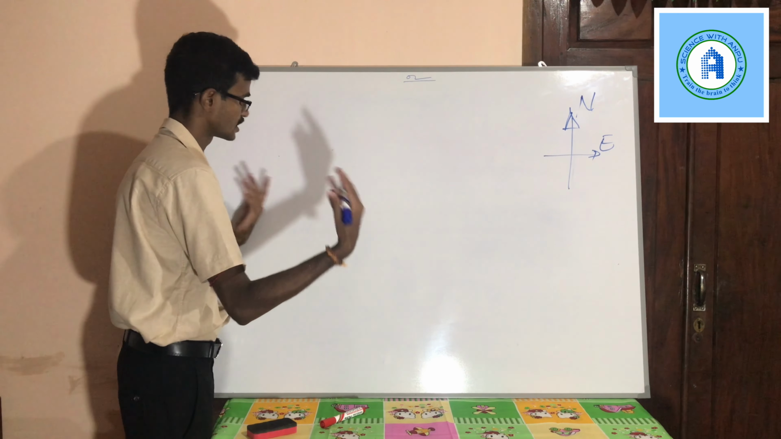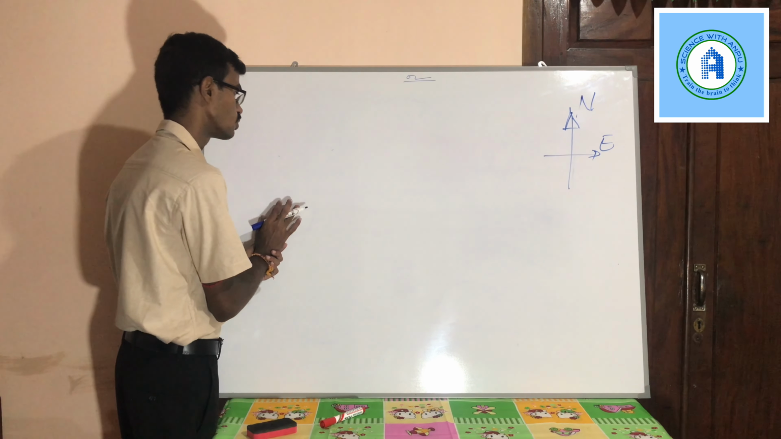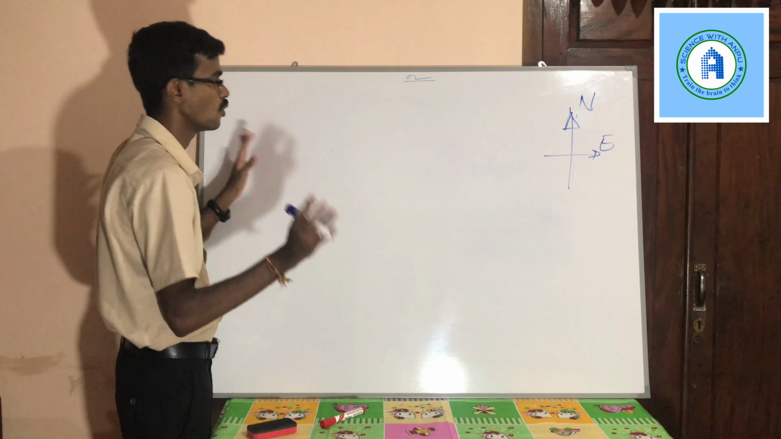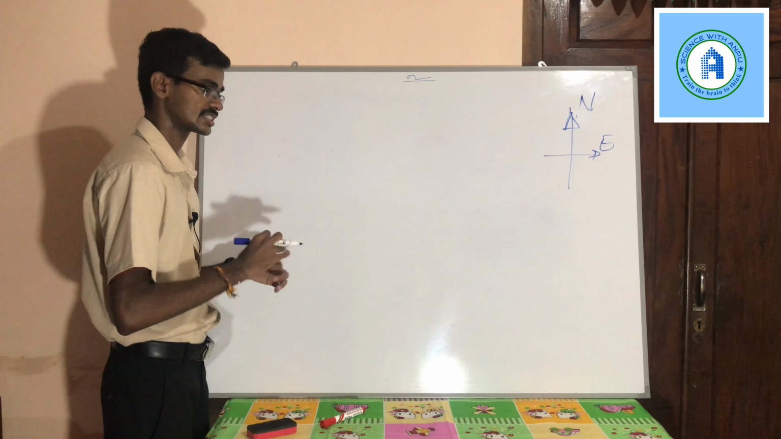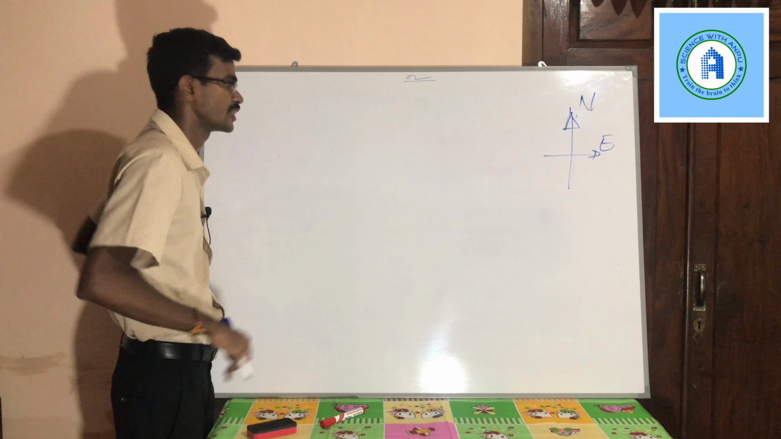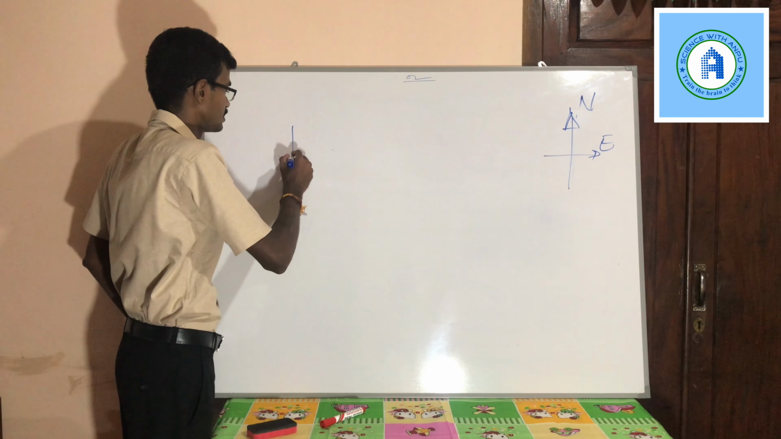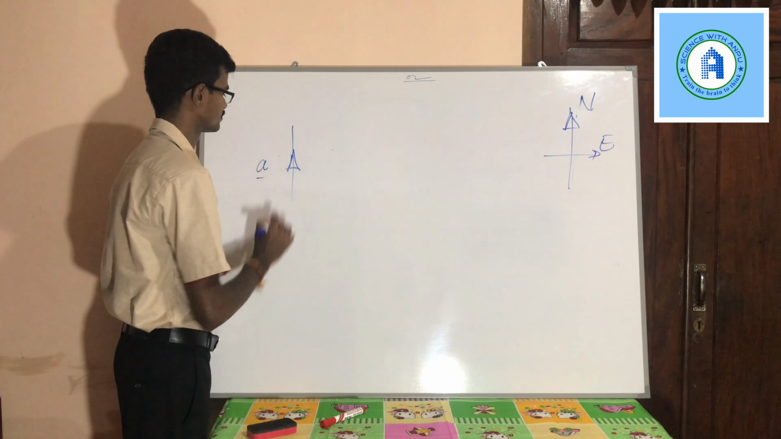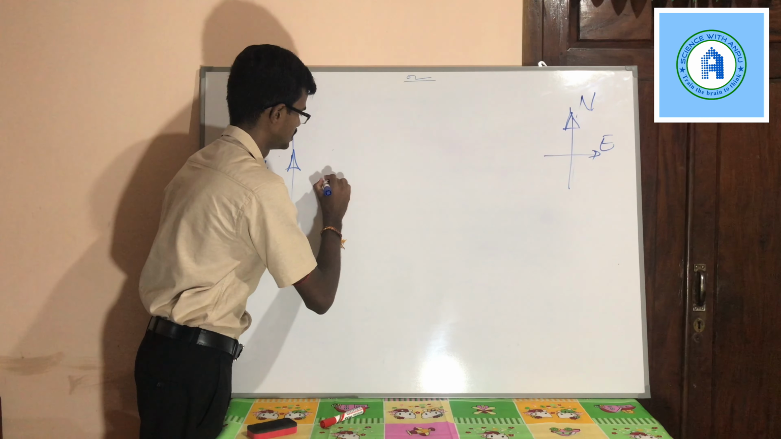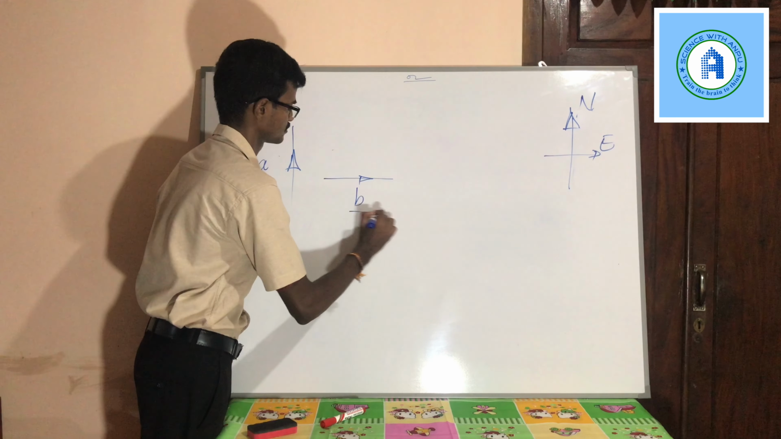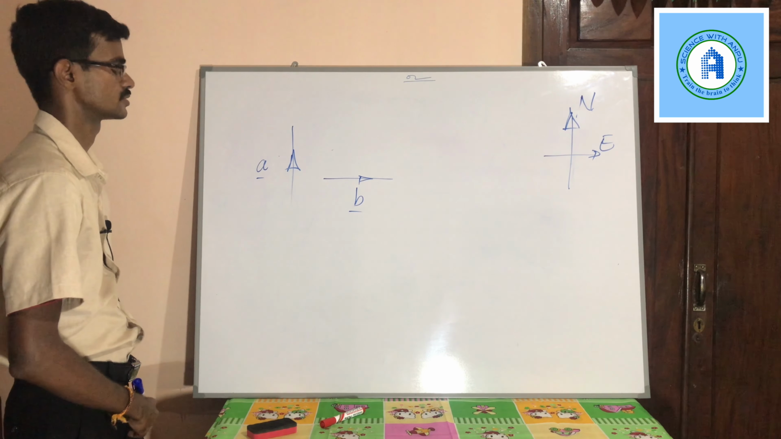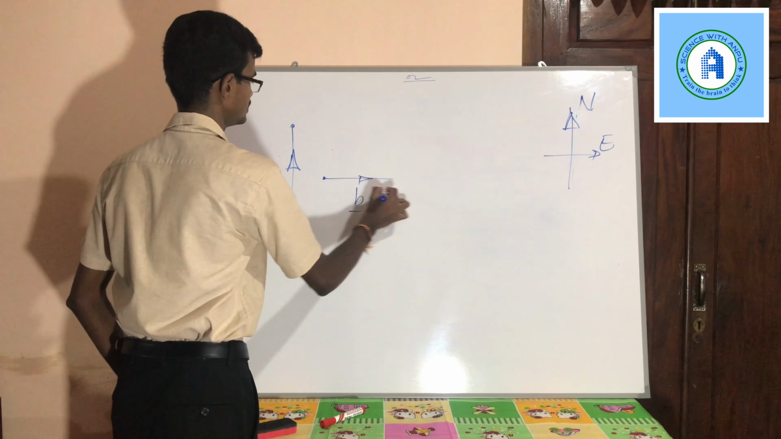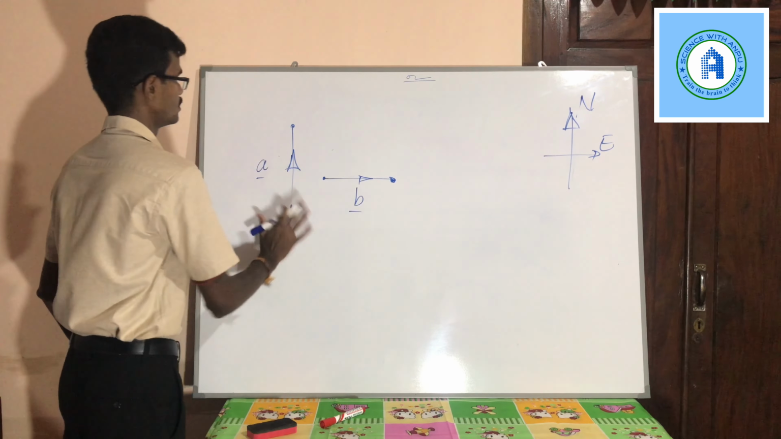There are 2 or 3 or multiple vectors, so we have to identify the resultant of all these vectors. We will start from a simple 2 vector question. Okay, there is a vector A towards north, and there is another one, B, to the east. So I have to find out the resultant of these 2 vectors.